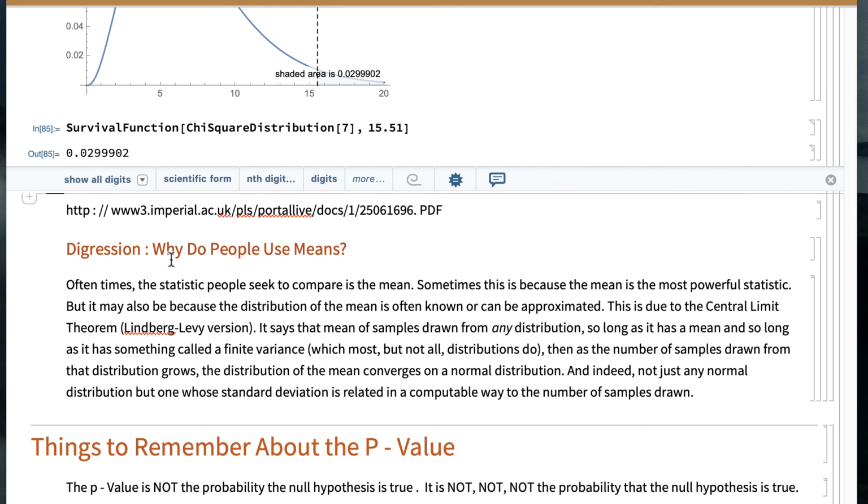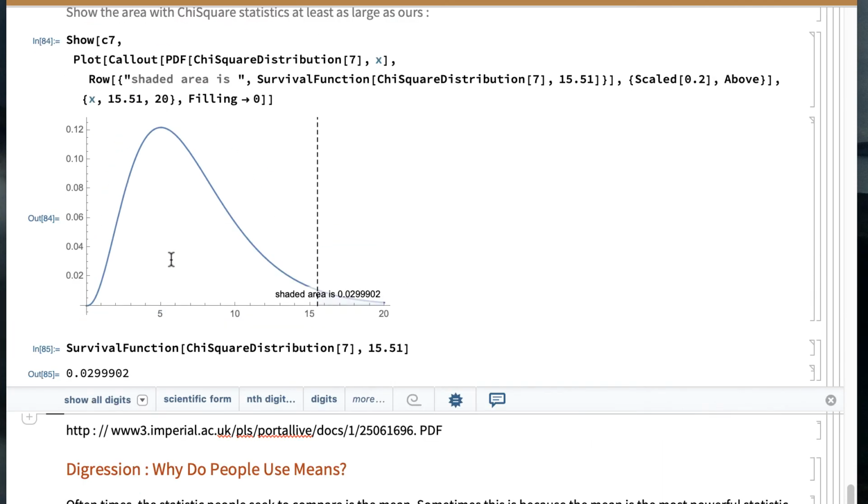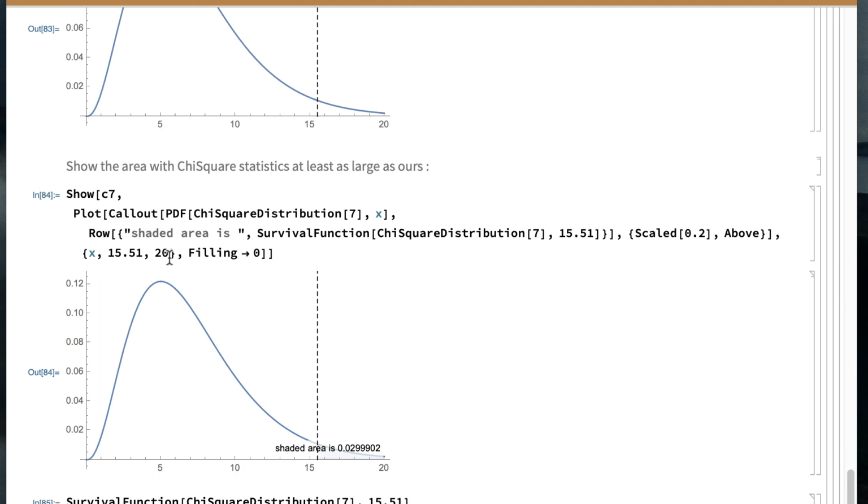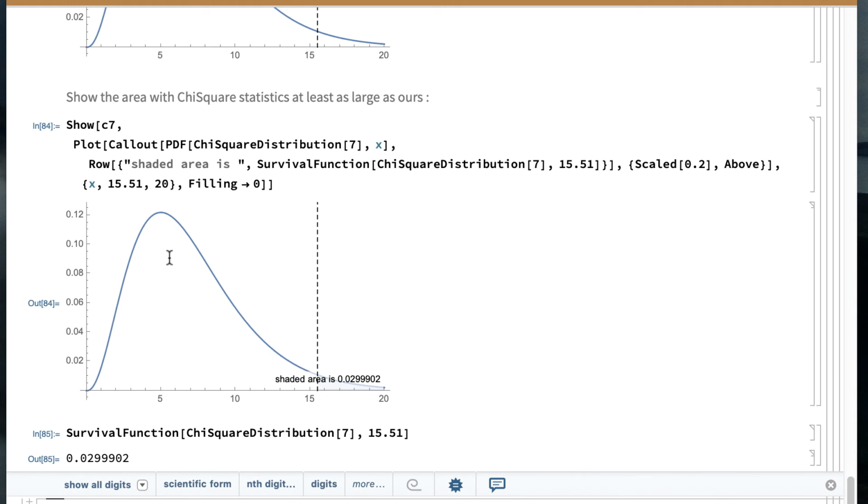Okay, so there's a digression here on why people often look at means, and it's because the mean is a very powerful statistic. But what I want you to take away from this is what a p-value is. A p-value is the probability that you would see a test statistic as extreme as the one you do if the null hypothesis were true. And if that p-value is low enough, 2%, 1%, 1/10 of 1%, you might say that you have disproven the null hypothesis, or at least you've established that it's extremely unlikely that the null hypothesis is true.